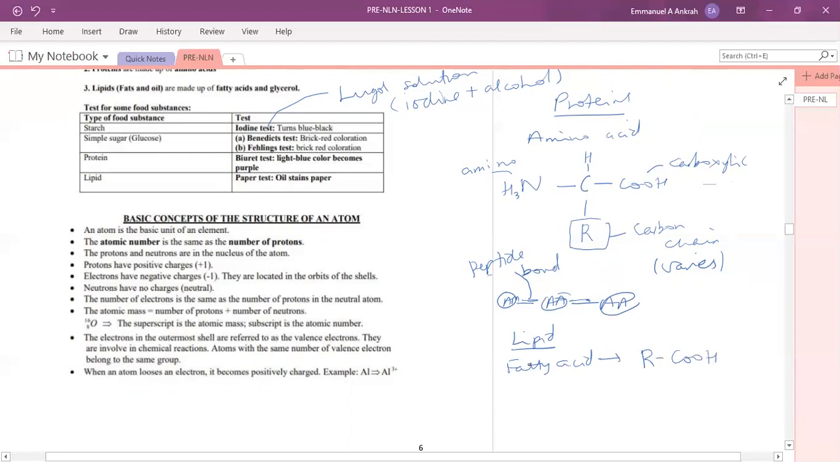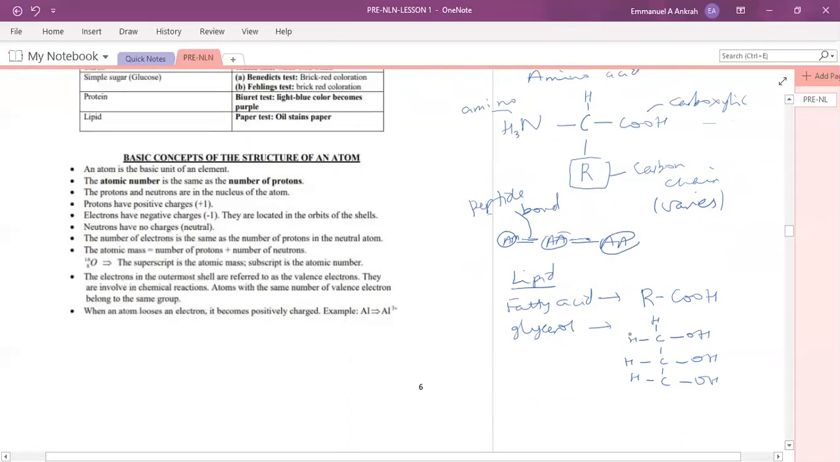And then the glycerol will look like this. It has 3 carbons, and they have OH here, OH. Then you have hydrogens around the carbons like this. So this is a glycerol molecule. 3 carbons and then OH attached to it and hydrogens around it, glycerol. So when fatty acid combines with glycerol, then you form the lipid.